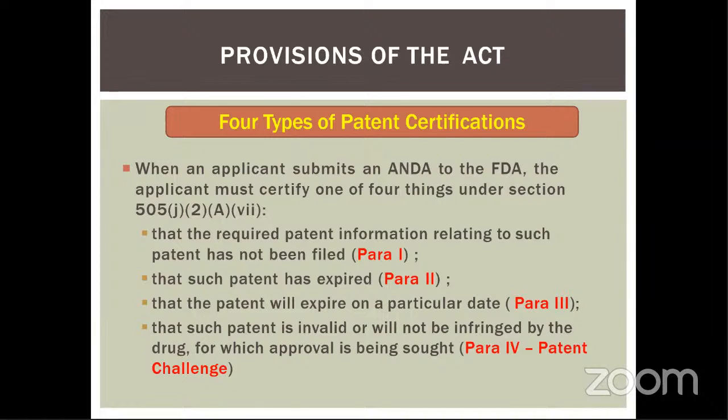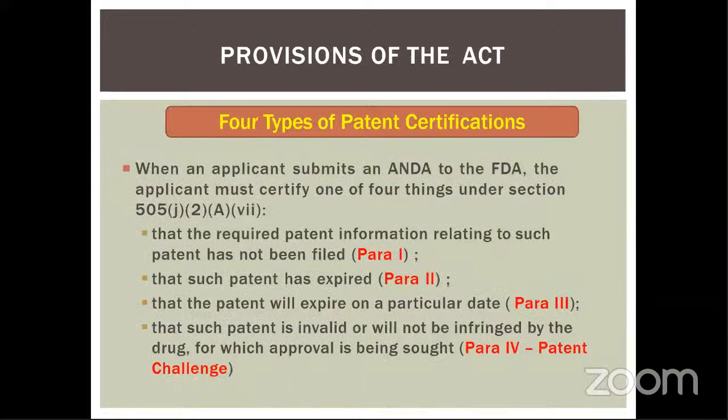First one is that the required patent information relating to such patent has not been filed. So far, nothing related to a patent has been filed. Second one is that such patent has expired. Some such patent has already expired. Third, that the patent will expire on a particular date. And fourth, that such patent is invalid or will not be infringed by the drug for which approval is being sought. Okay, so these are the 4 things. So when an applicant submits an ANDA to the FDA, that applicant must certify one of these 4 things under this section.